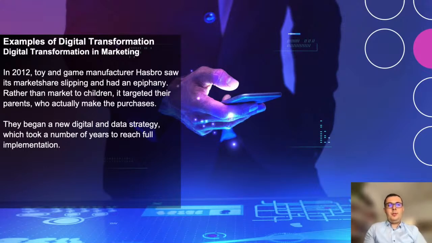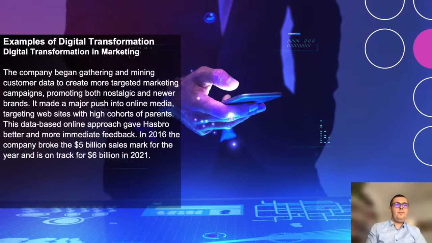Further on, we have more examples of digital transformation in marketing this time. So in 2012, toy and game manufacturer Hasbro saw its market share slipping and had an epiphany. So basically, rather than market to the children, it targeted their parents who actually make the purchase. So they had a shift in perspective. And they began a new digital and data strategy which took a number of years to reach full implementation, but I think it was worth it.